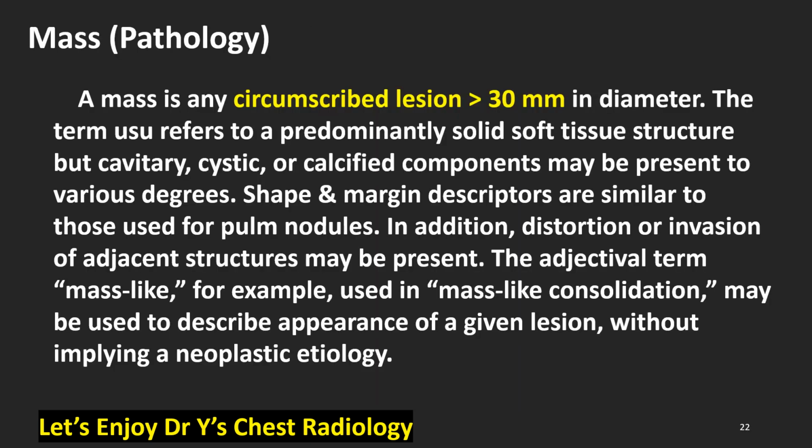Mass pathology. A mass is any circumscribed lesion bigger than 30 mm in diameter. The term usually refers to a predominantly solid soft tissue structure, but cavitary, cystic, or calcified components may be present to various degrees. Shape and margin descriptors are similar to those used for pulmonary nodules. In addition, distortion or invasion of adjacent structures may be present. The adjectival term mass-like, for example, used in mass-like consolidation, may be used to describe appearance of a given lesion without implying a neoplastic etiology.